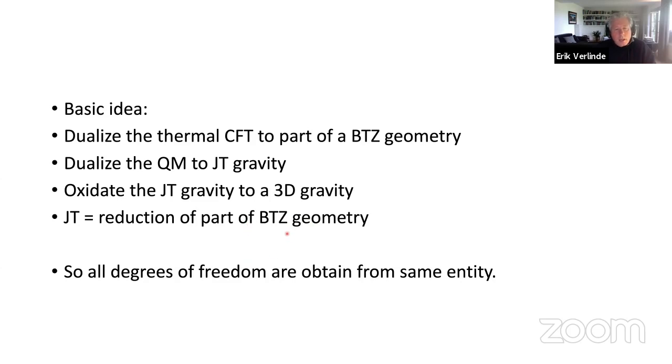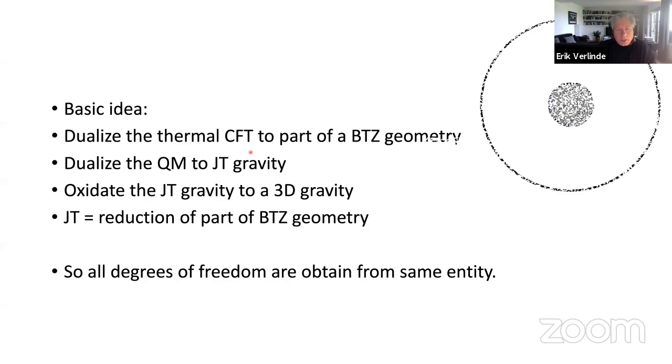If you then combine these two steps, then you can think about the total set of degrees of freedom of the quantum mechanics and the CFT as sort of making up one entity, namely a full BTZ geometry. So it's a sort of one object that is divided up in different ways, either being viewed as a JT gravity part or as the CFT part. In pictures, it looks like this.